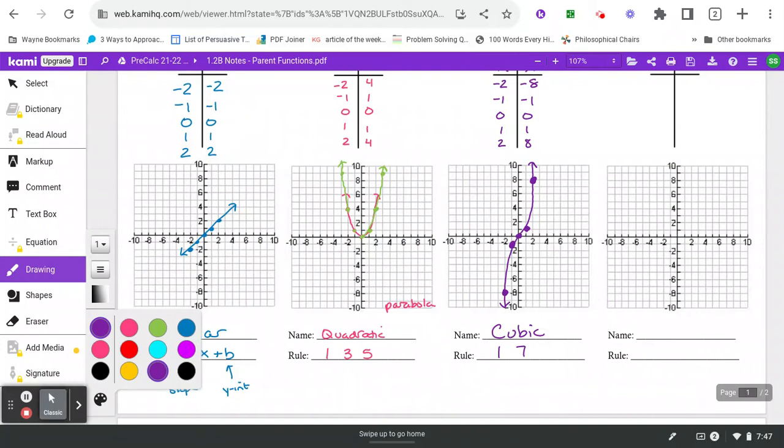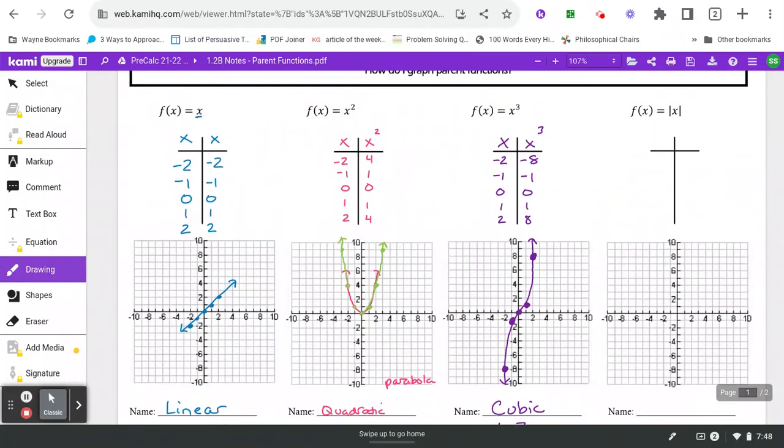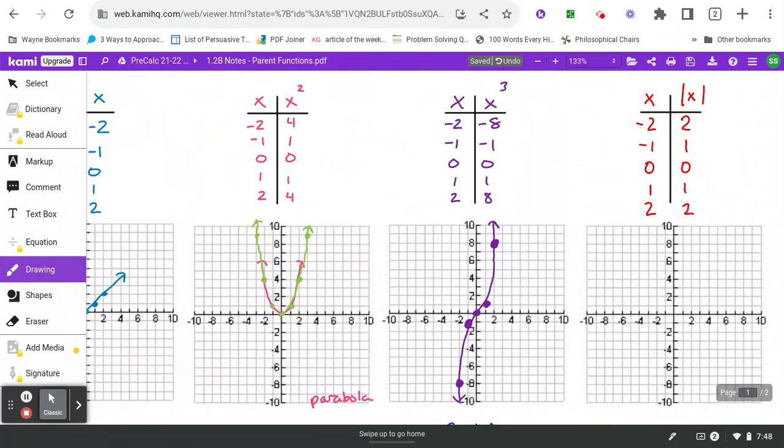All right, our next graph is absolute value of x, which absolute value, if you remember, just turns everything to a positive. So if I use the same numbers, -2, -1, 0, 1, 2, all that will happen is these numbers will all turn to positive. Some of them are already positive. You can just leave them as positive. So it's not switching the sign, it's making it positive. -2, 2, -1, 1, 0, 0, 1, 1, and 2, 2.